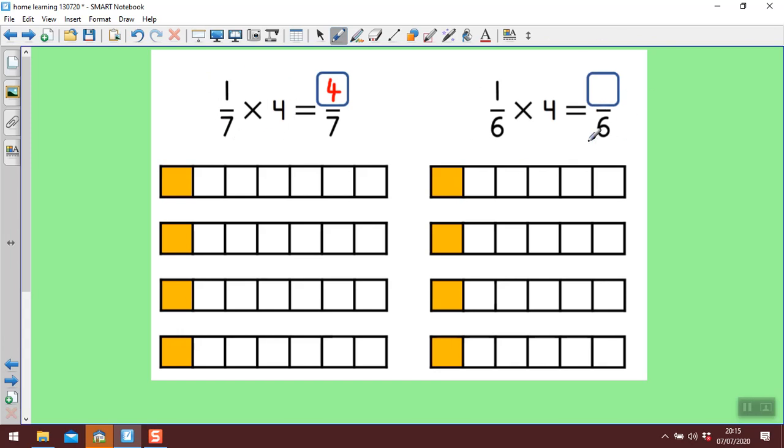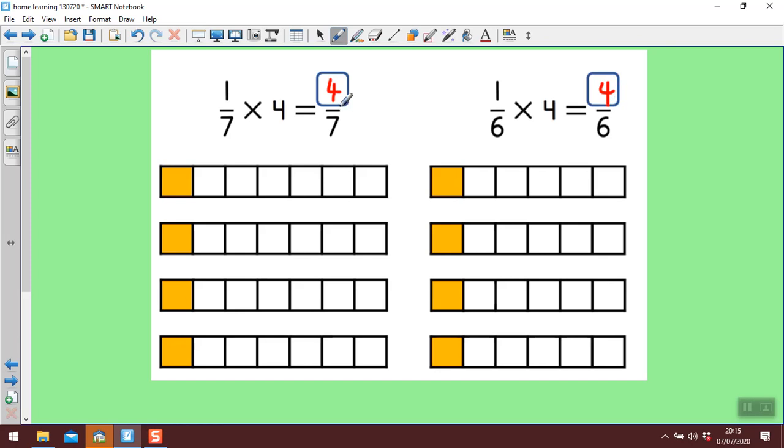So now have a go at this one. Pause the video while you write your answer down. So 1/6, 1 out of 6 pieces, 1/6, 1/6, 1/6. 1/6 add 1/6 add 1/6 add 1/6 equals 4/6.